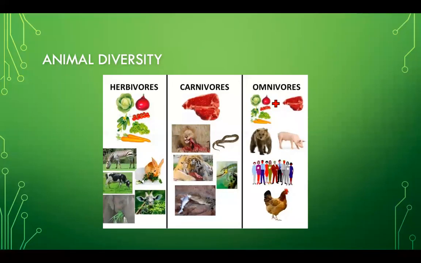Omnivorous, like us. Omnivorous means these animals eat both flesh and vegetables. Especially humans, and not only humans, there are hen, pig, wolf, they are eating both, right? So we call them omnivorous.